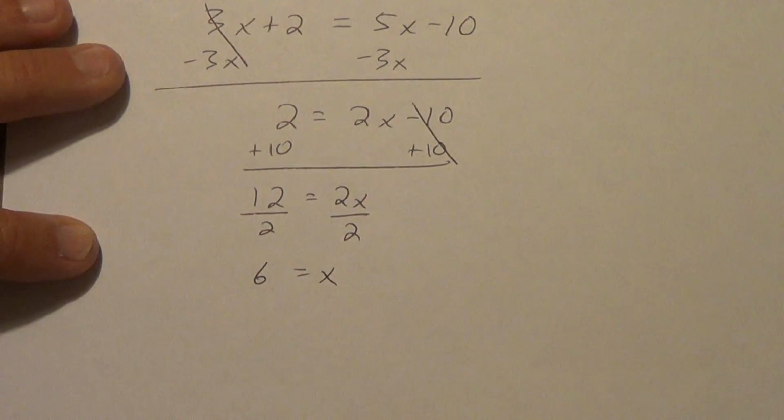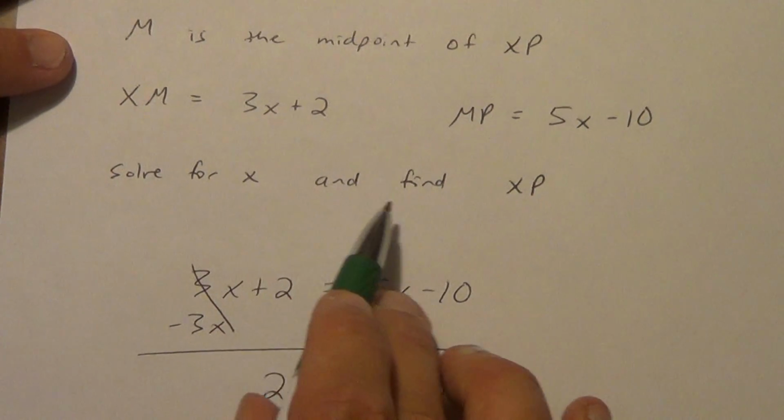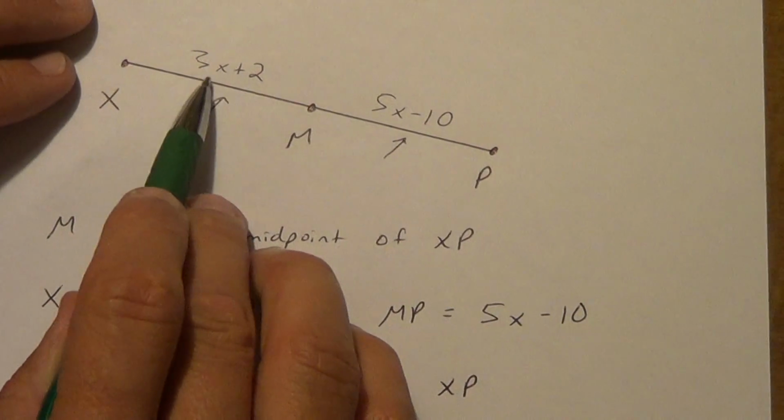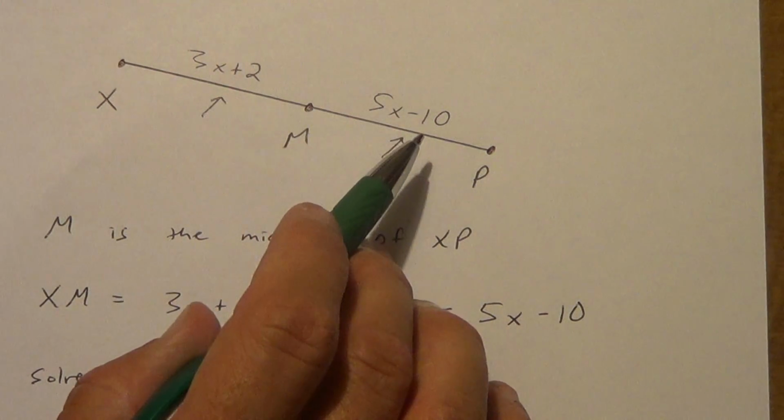6 equals x. Alright, now, we haven't finished the problem. Remember the problem said solve for x and find XP. So we're going to take this 6 and we're going to substitute it back in right here. We're also going to substitute it back in right here.